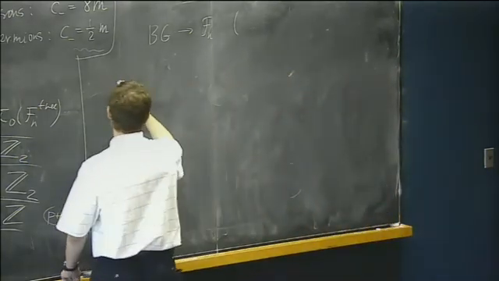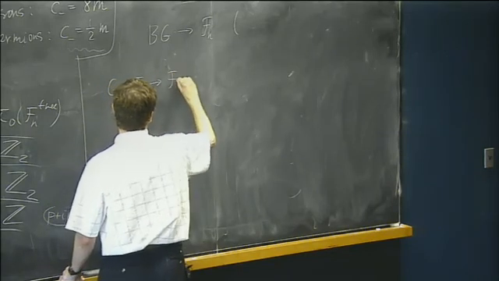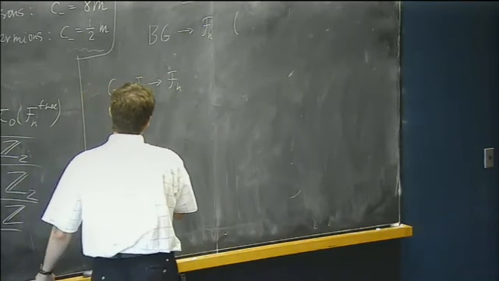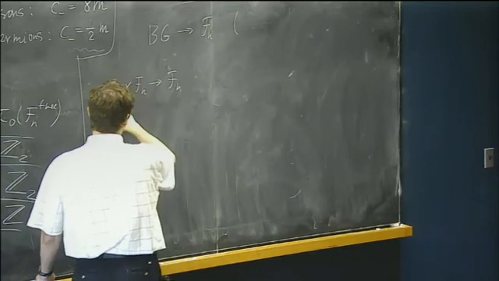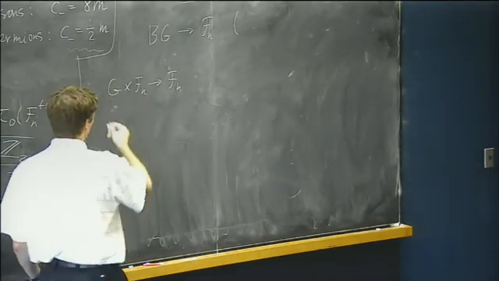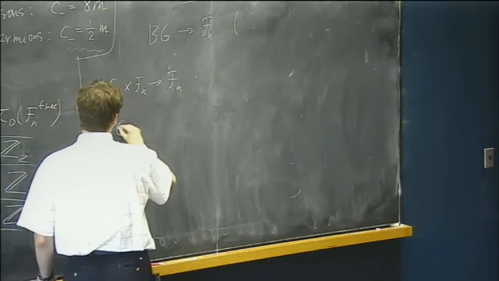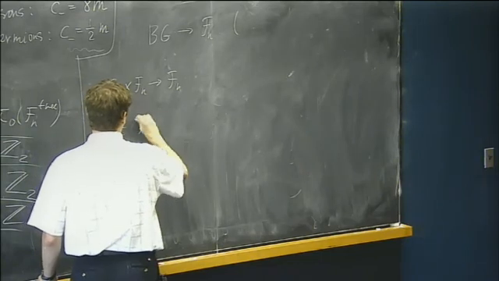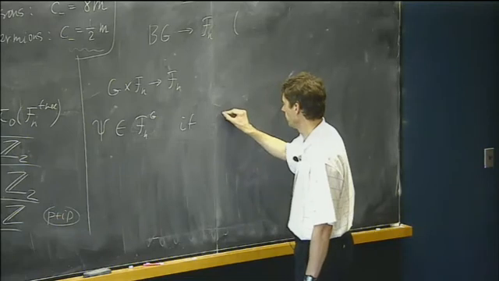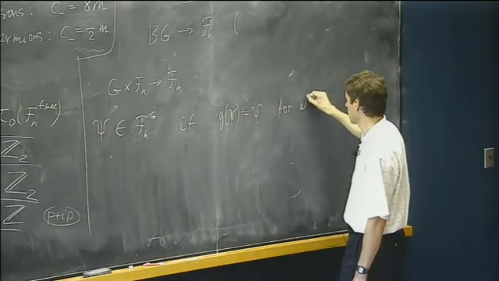We have symmetry group G acting on Fn. So G cross Fn goes to Fn. This is the symmetry action. And we want a fixed point of this symmetry action. A fixed point will be a symmetric phase. So a quantum state psi is in Fn to the G if G of psi is equal to psi for all G in the group.